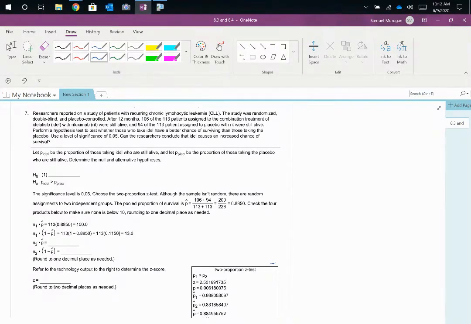After 12 months, 106 of the 113 patients assigned to the combination treatment of IDEL with rituximab (RIT) were still alive, and 94 out of the 113 assigned a placebo with RIT were still alive. Perform a hypothesis test to test whether those who take IDEL have a better chance of surviving than those who take the placebo. Use a significance level of 0.05. Can the researchers conclude that IDEL causes an increased chance of survival?